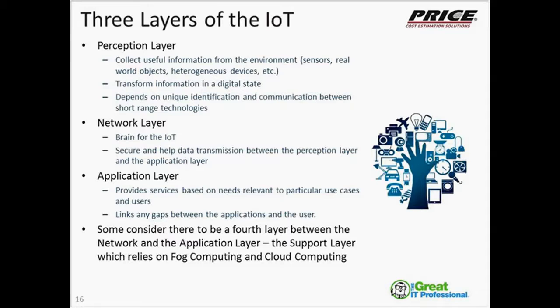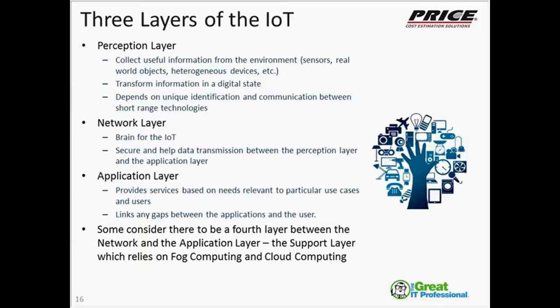So the network layer is really the brain. It is how data is secured and transmitted from the perception layer to the application layer. So information flows from the perception layer, it gets processed through the network layer, and then at the application level, that's where the actual services are, based on the needs of the particular use case and users. So this particular instantiation of an Internet of Things is intended to solve a particular problem, whether it is telling you how to get to your next meeting or telling your car to tell you where the closest place to plug it in is, things like that.